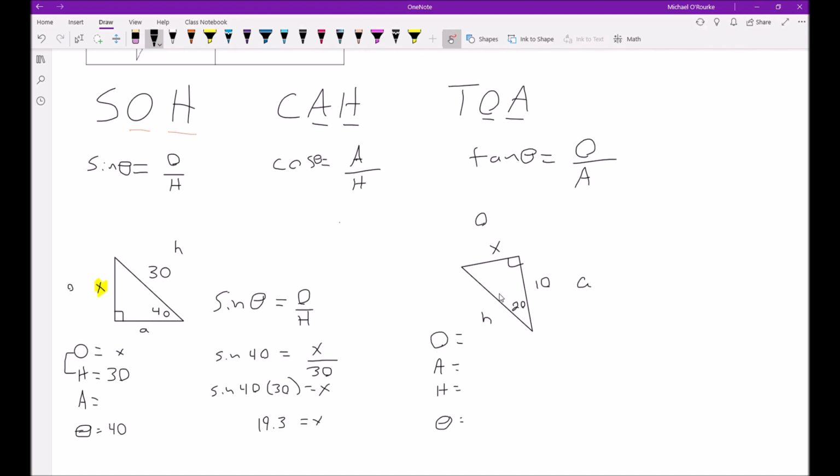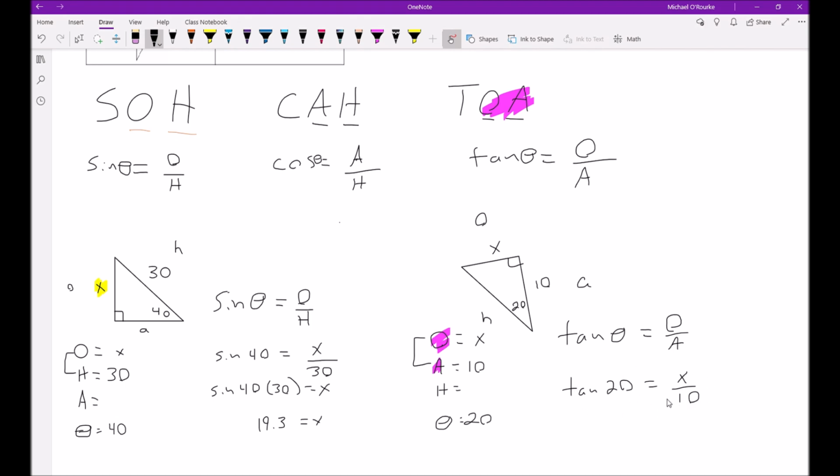So I take a look. Do I have an opposite? Yep, it's X. Do I have an adjacent? Yep, 10. I have an angle of 20. So what two letters do I have here? I have O and A. What here is O and A? That has O and H. That has A and H. Here has O and A. So I'm going to use tangent. So tan theta equals O over A. So that equals tan 20 equals X over 10.